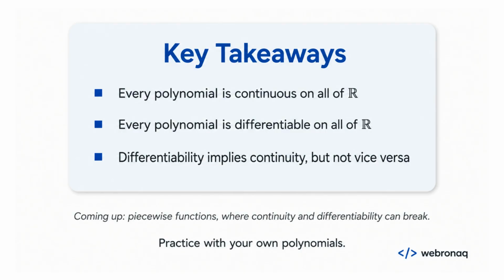Coming up, we will look at piecewise functions, where these properties are no longer automatic, and you have to check each piece carefully. That is where the real detective work begins. For now, pick any polynomial, choose a point, and verify both properties yourself. The practice will lock this in.